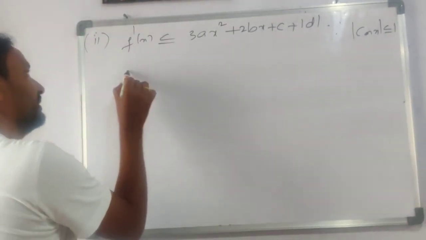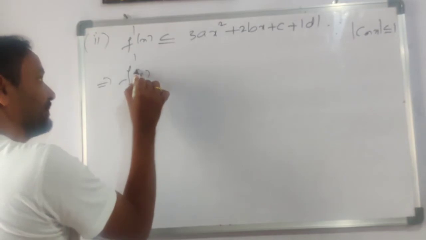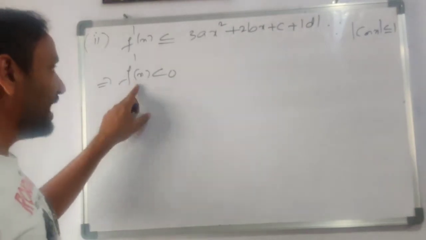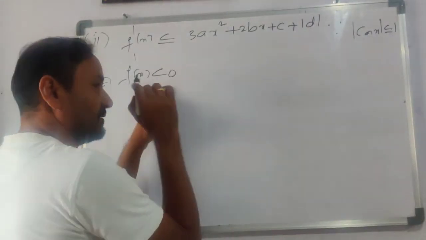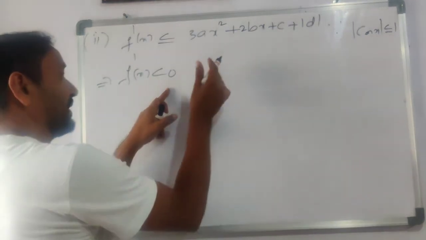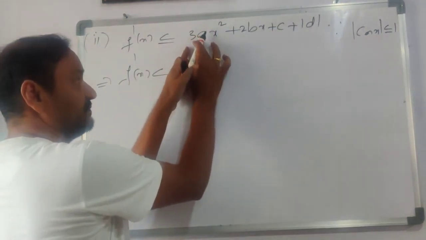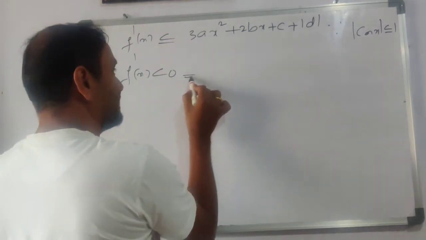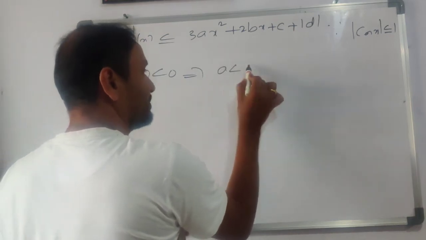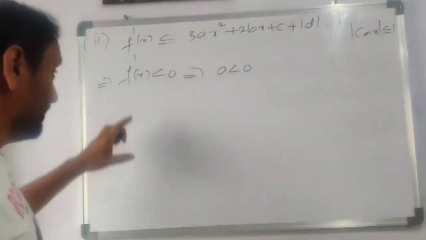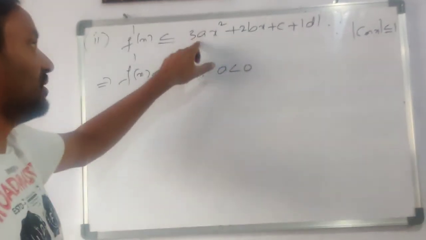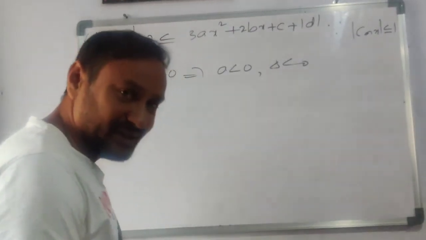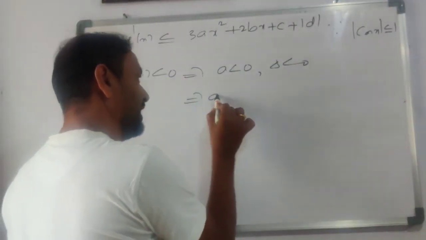For this, now take f dash x as a decreasing function, less than 0. So f dash x less than 0 means the x square coefficient is 3a, and since I am taking a decreasing function, the x square coefficient is negative. If f dash x is less than 0, the x square coefficient is negative and the discriminant is negative. That is, a is less than 0.